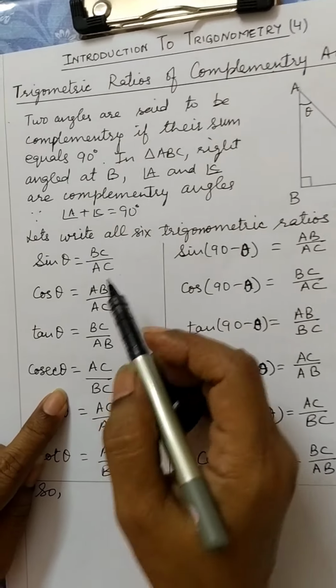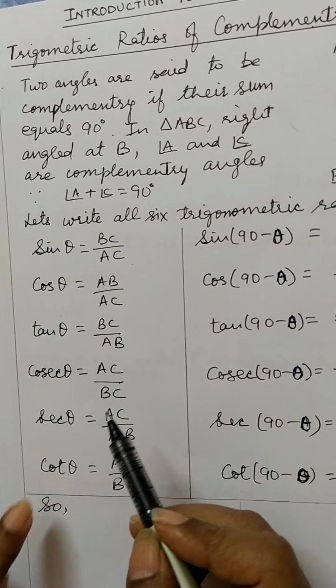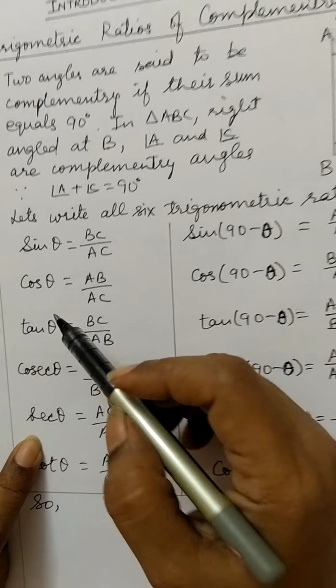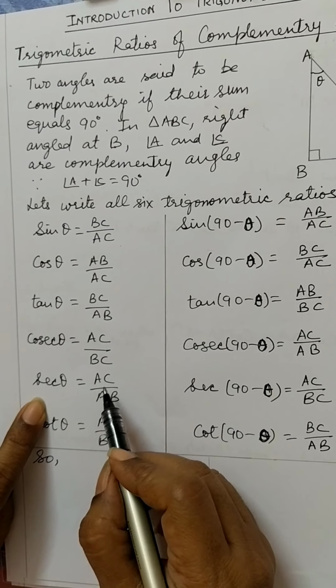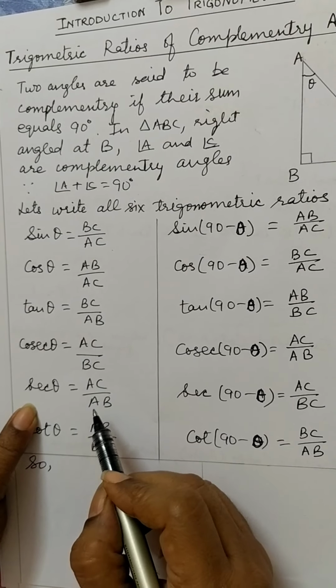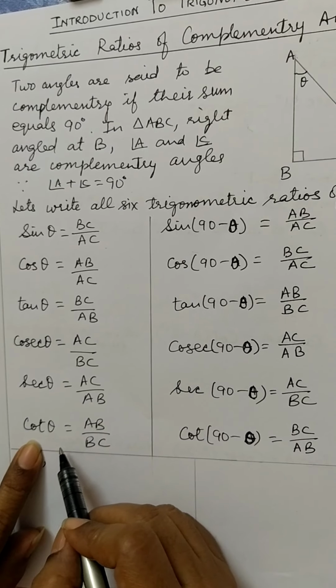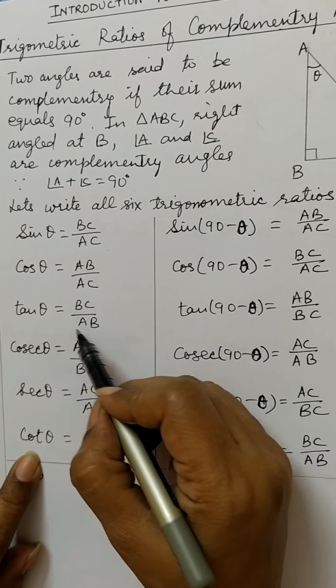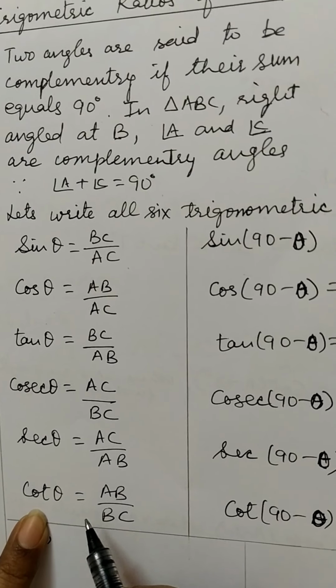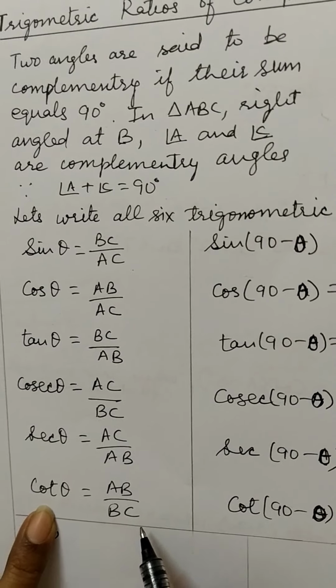Cosec theta, as you know, is the reciprocal of sine theta. So I am writing from here AC upon BC. Similarly, sec theta is the reciprocal of cos theta. So taking the reciprocal of it, we get AC upon AB as sec theta. Cot theta is the reciprocal of tan theta. So I am writing its reciprocal here and getting cot theta as AB upon BC.